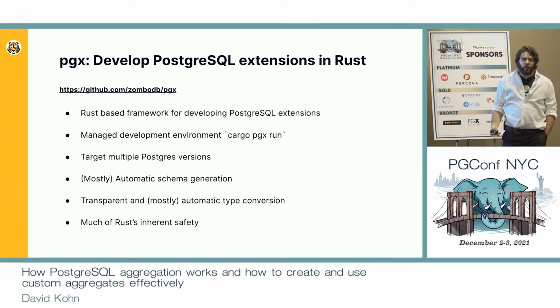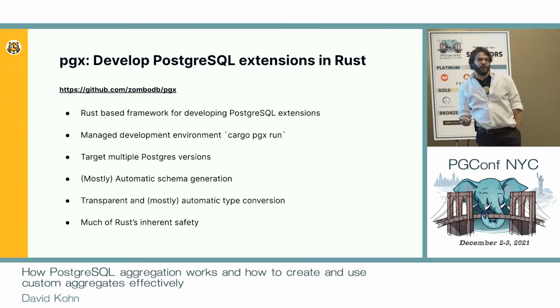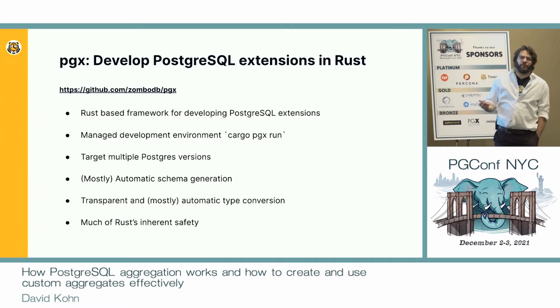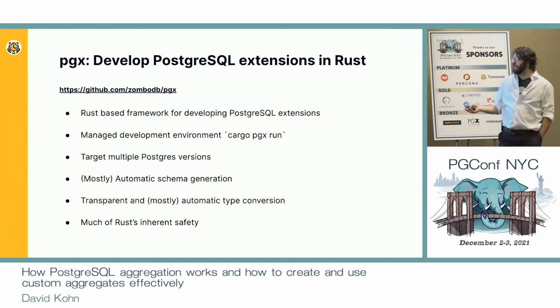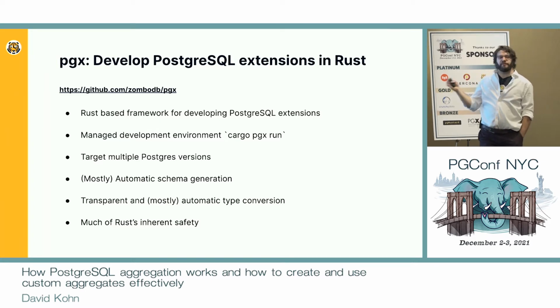So what we've done though, and what many people do when they want to do things like this, is that they'll use some other language. You can use C to develop aggregates, it's often a bit faster. You can use PGX, which is what we use, which is a Rust-based framework for developing extensions for Postgres. And there's a lot of nice things that it provides.